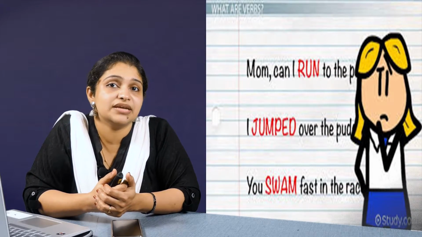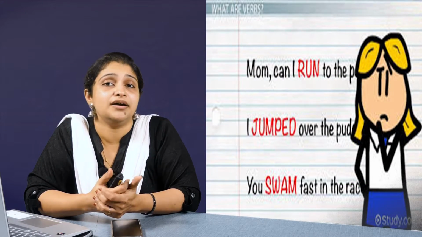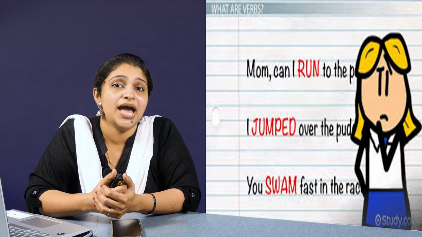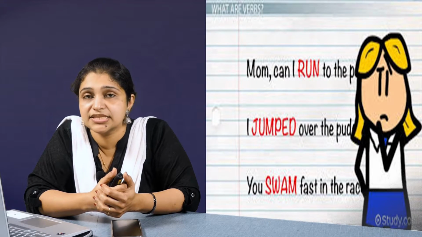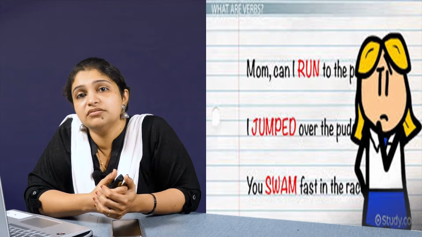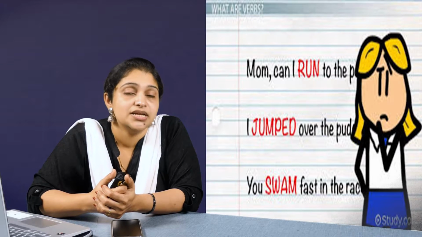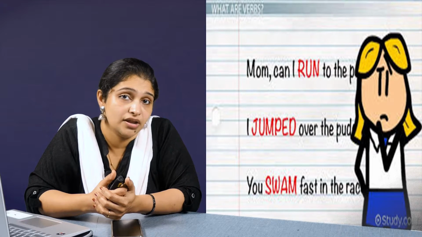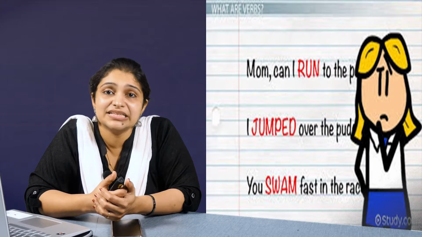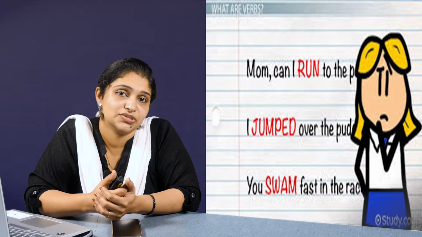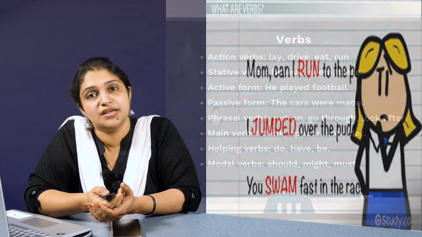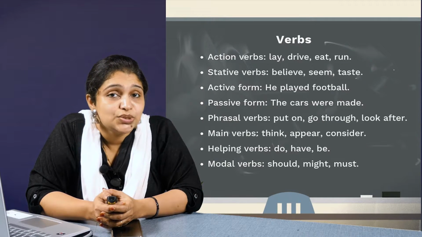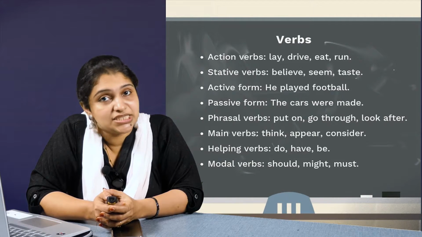Mom, can I run to the post office? I jumped over the puddles. You swam fast in the race. See the red colored words? Run, jumped, swam. Verbs which are written in different tense forms. Run, present tense. Jumped, past tense. Swam, past tense. So these are verbs. Verbs are definitely action verbs. They are doing words. Something is being done.